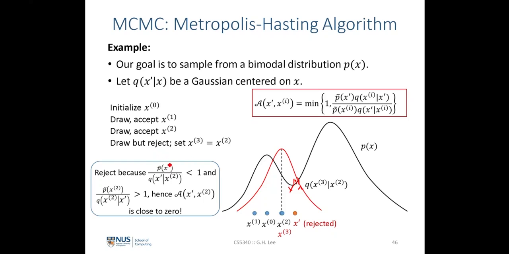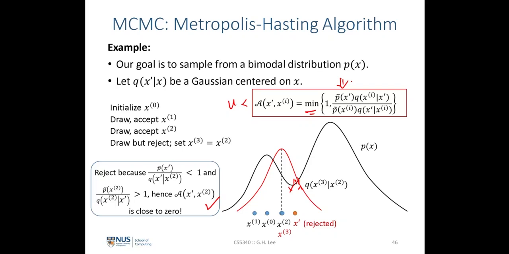We reject it because this value over here is lesser than 1 and this value here is more than 1. Hence, if we plug this into this particular equation over here, we'll see that these values here are very close to 0, and we are taking the minimum of 1 or this value which is very close to 0, and hence we select this value as our acceptance condition. But in this case here, it's unlikely that u is going to be lesser than these values that are already close to 0. Hence, we reject the sample.